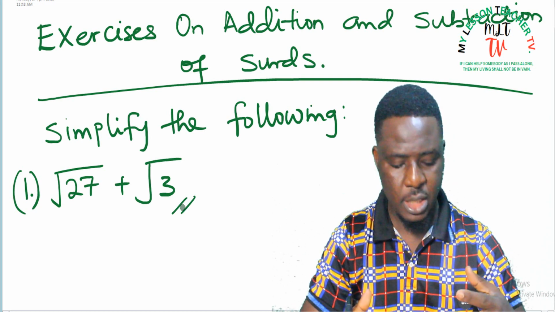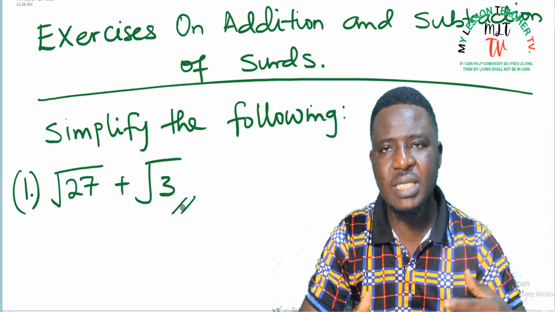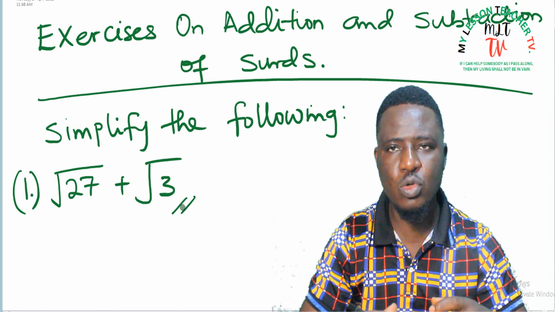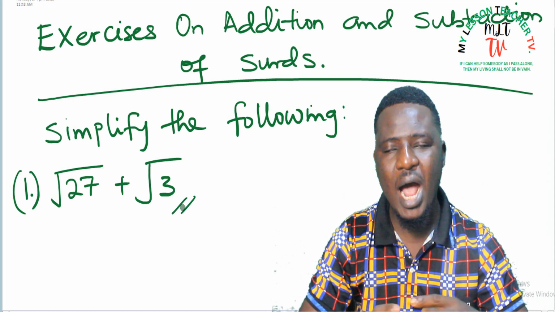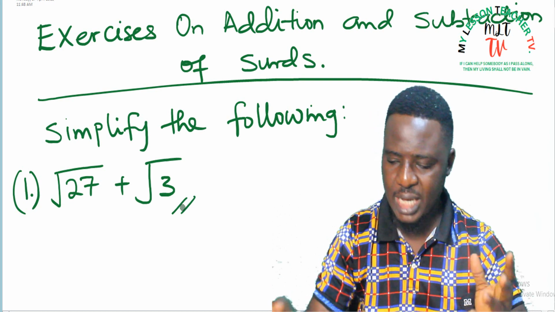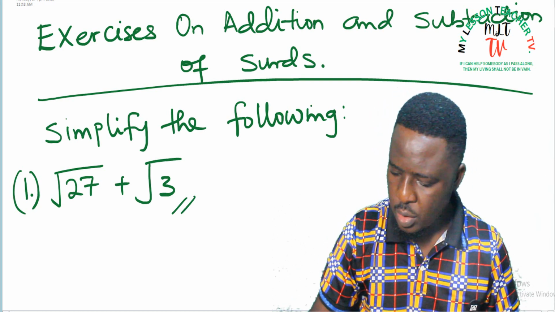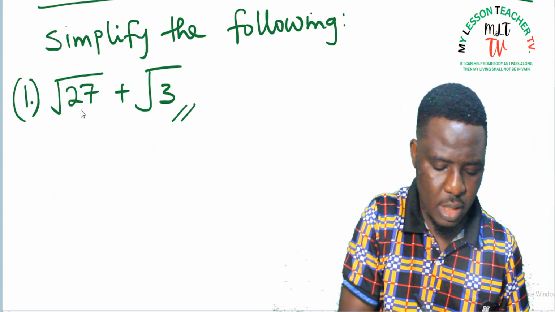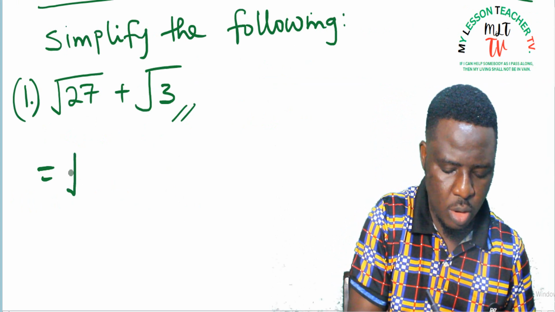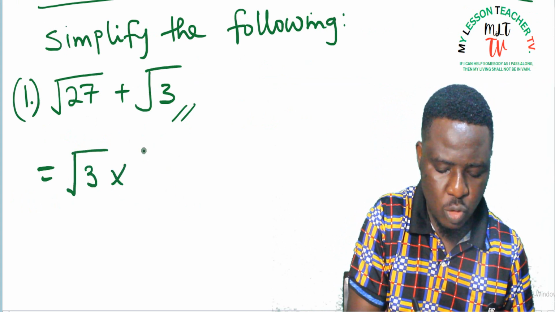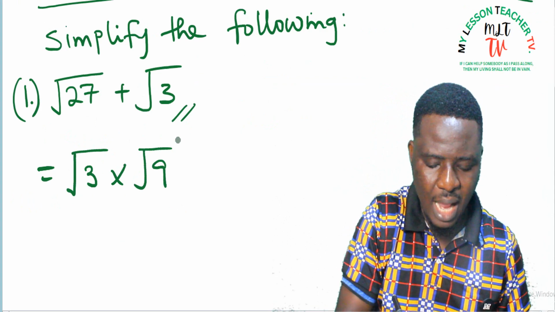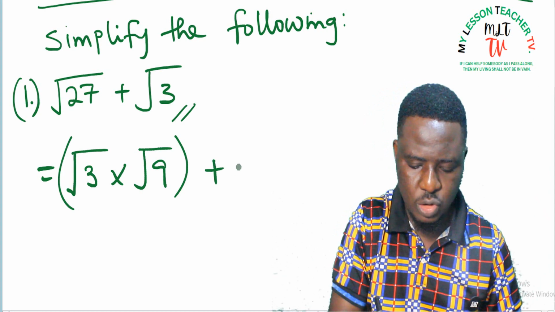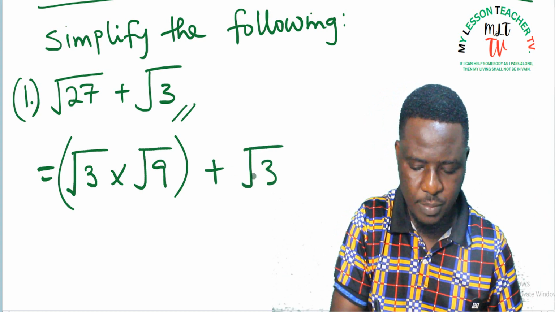How did I get to know that? 27 can be expressed as a product of two factors where one is a perfect square. So I will simplify root 27. Thereafter, I will add based on like terms, if there is any. So, root 27 can be expressed as root 3 times root 9. I have been able to express it as a product of two factors, then plus root 3.